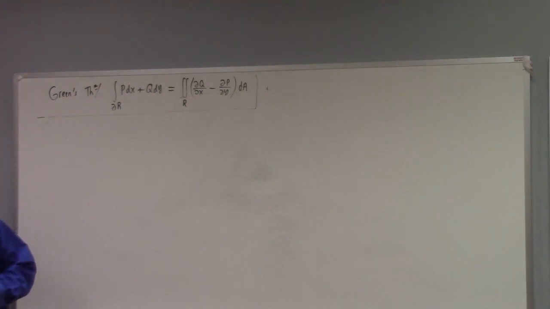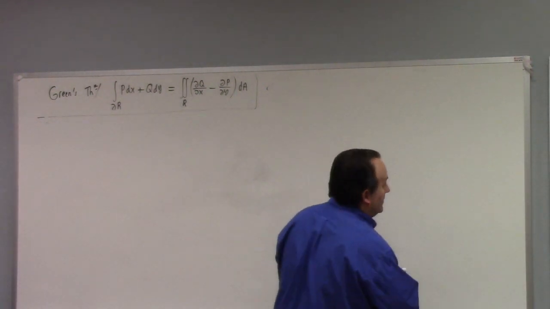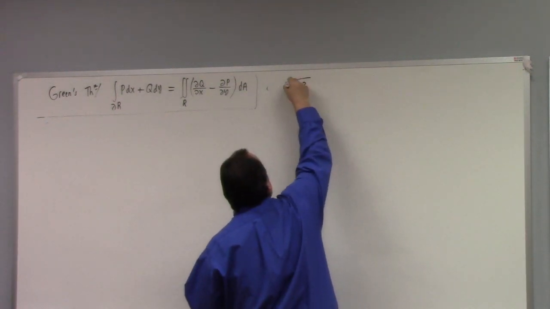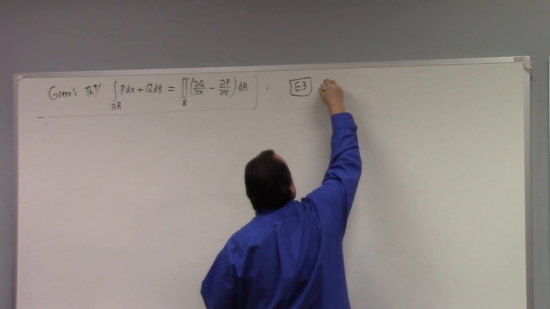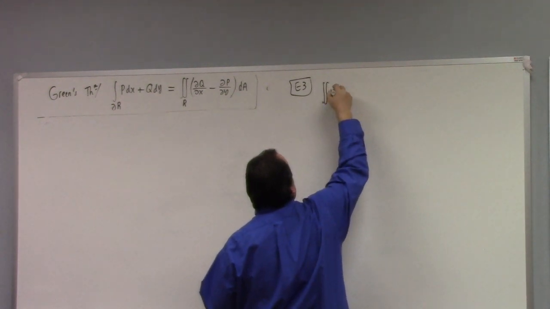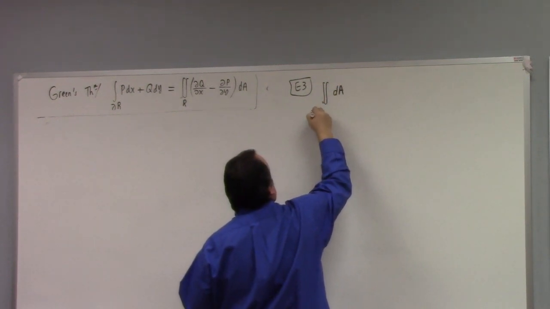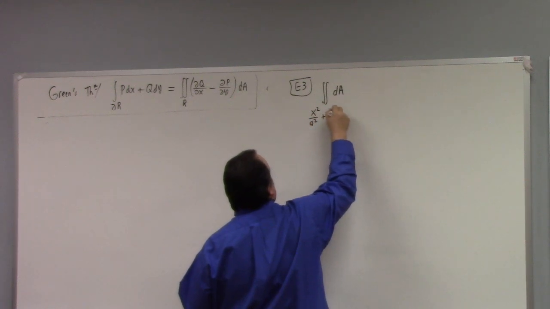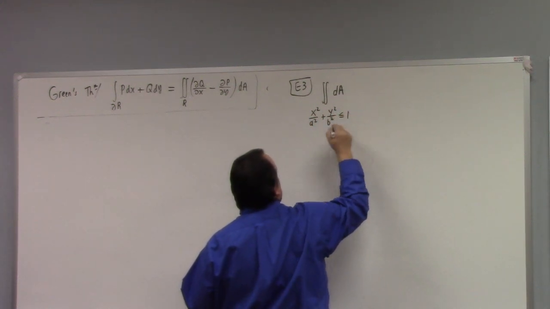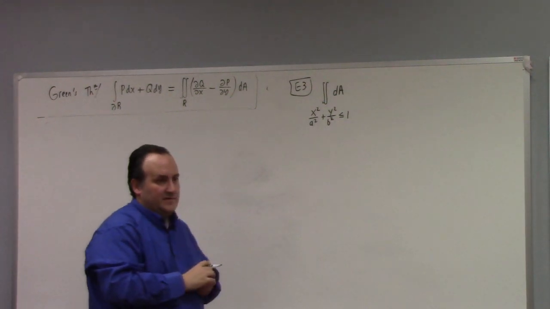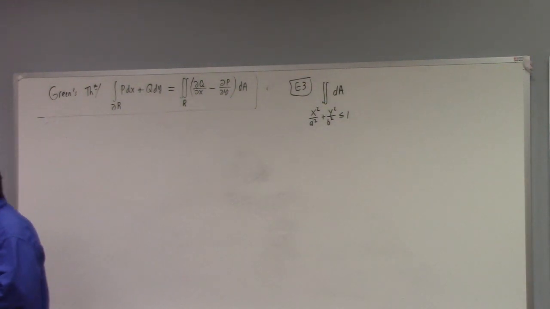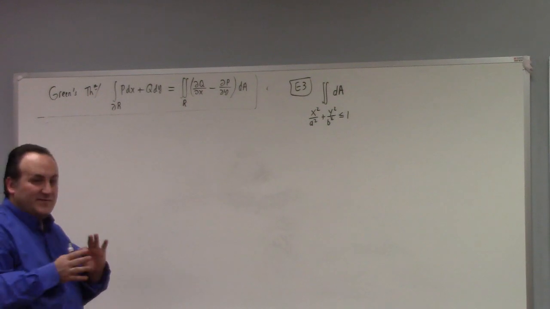Example 3. What if we have the double integral of dA over x squared over a squared plus y squared over b squared less than or equal to 1? This is a typical way you'll see in various books of writing a double integral. You just write the condition that defines the area under it. Now, at first glance, you might not see this as a Green's theorem problem. So here's where there's a trick.